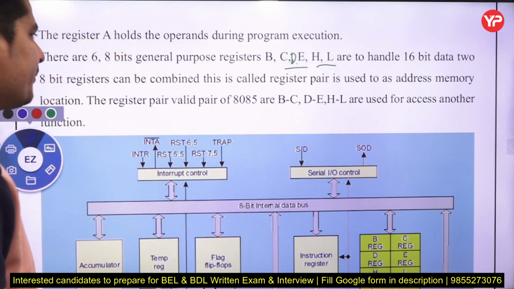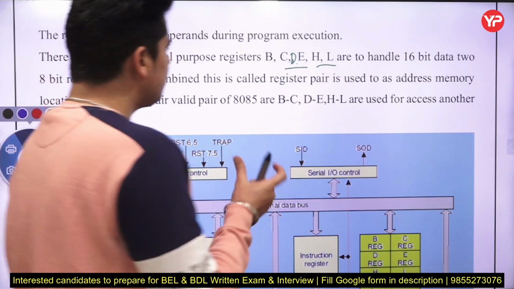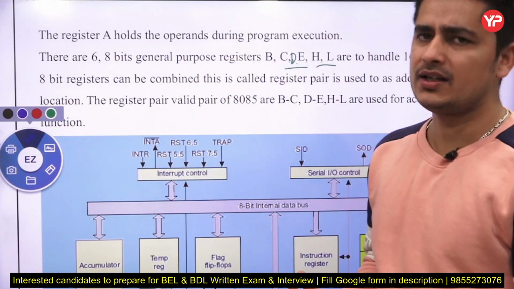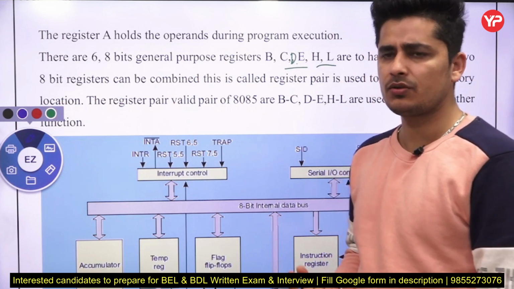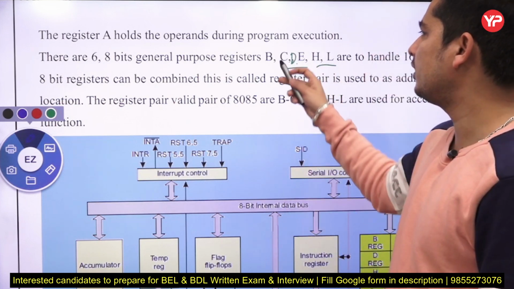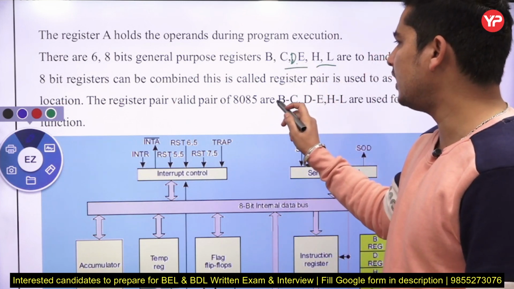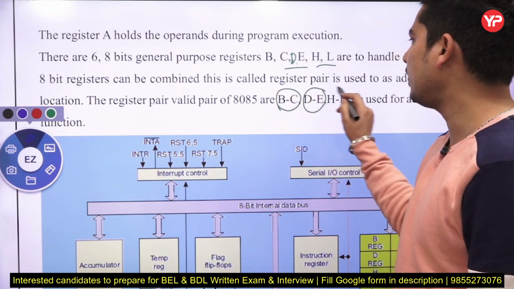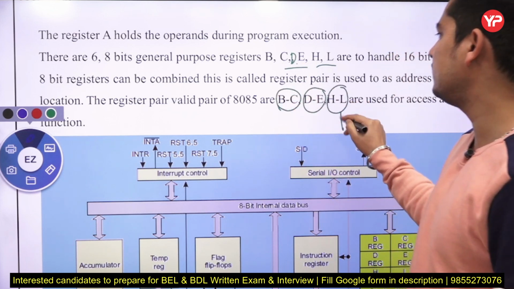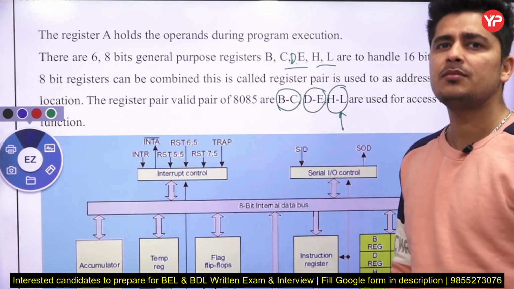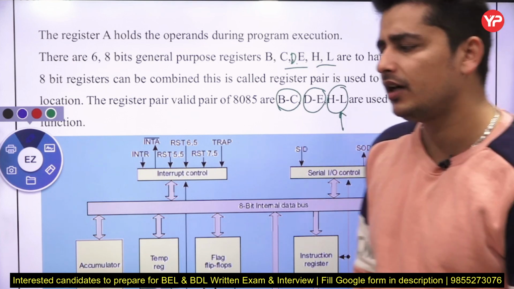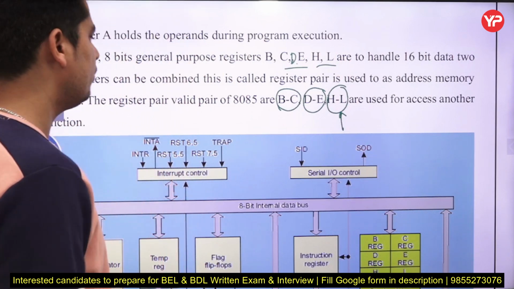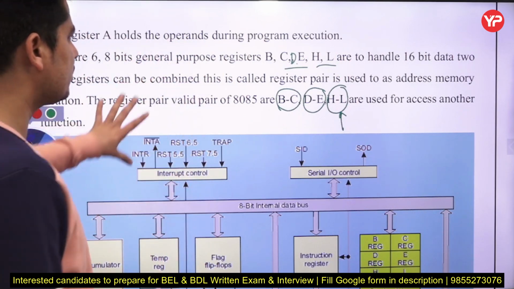8-bit registers. See, basically with the help of these registers we can make a 16-bit register. If you require a 16-bit register to store the information, we can make a pair here. The valid pairs available are the BC pair, DE pair and HL pair. See, basically this HL pair is used as a memory pointer. We will discuss it later when we are discussing the instructions of 8085. So this is about the registers.